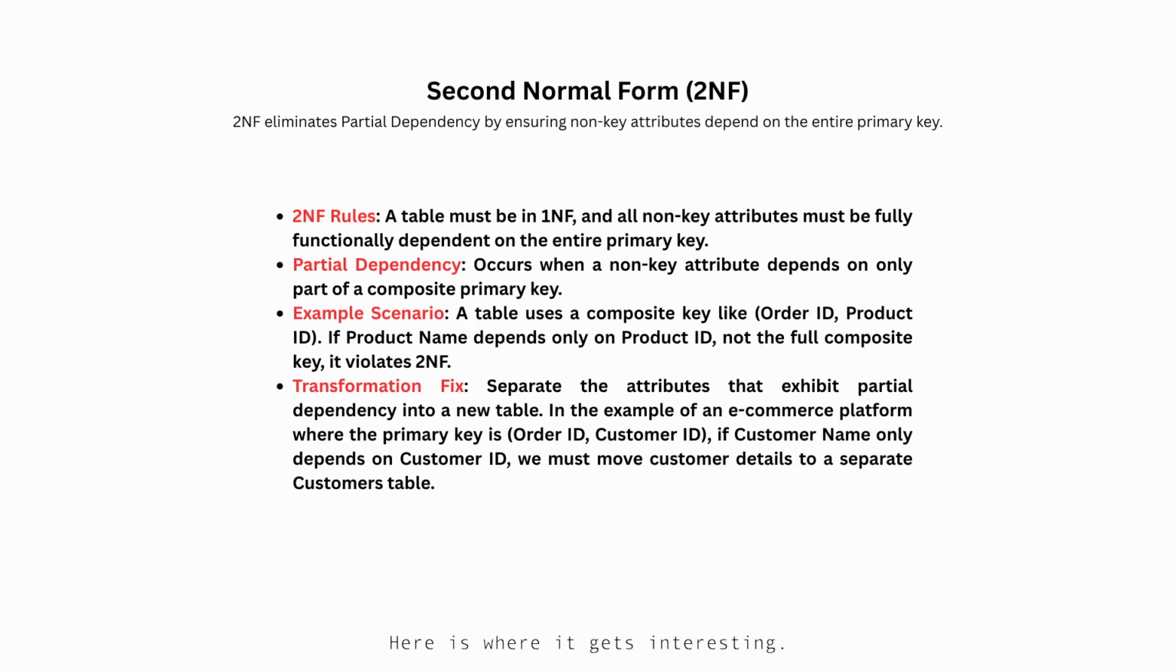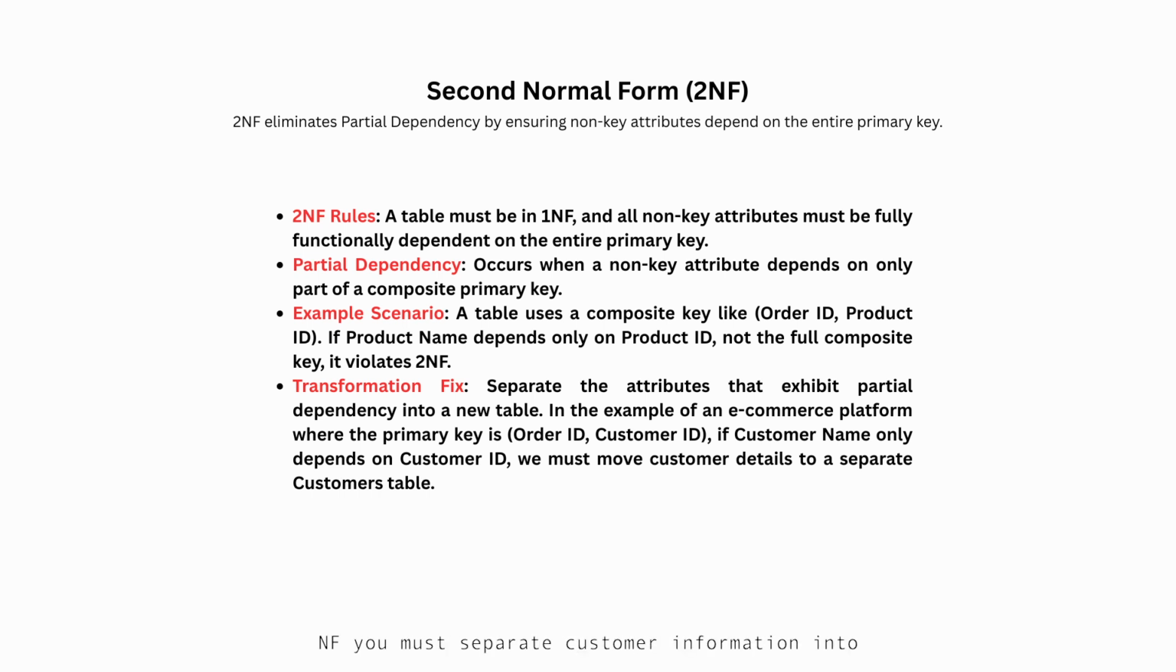Here is where it gets interesting: the second normal form, or 2NF. 2NF specifically addresses redundancy issues that still exist even after achieving 1NF, particularly when you have a composite primary key. Imagine our orders table has a composite key consisting of order ID and customer ID. If we also store the customer name repeatedly next to every order that customer places, the customer name only depends on the customer ID, which is part of the key. This is a partial dependency and it leads to massive redundancy.